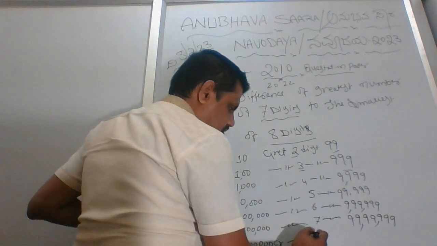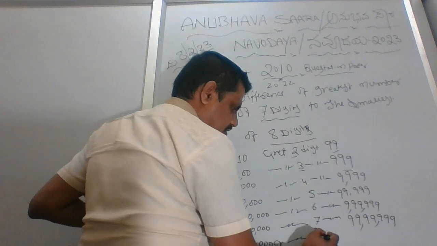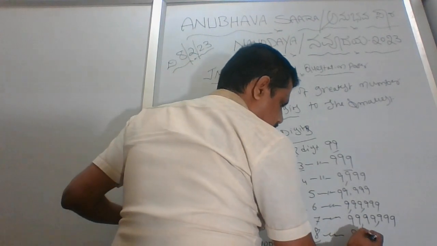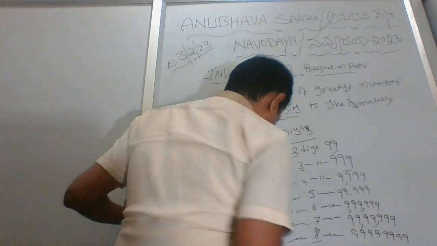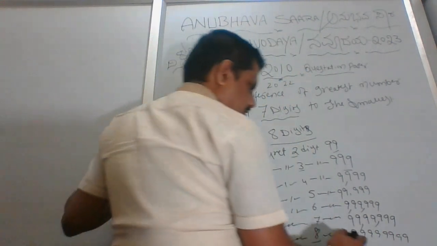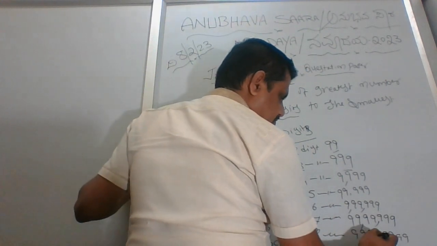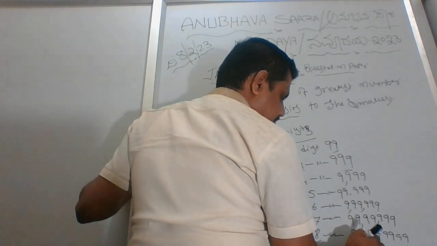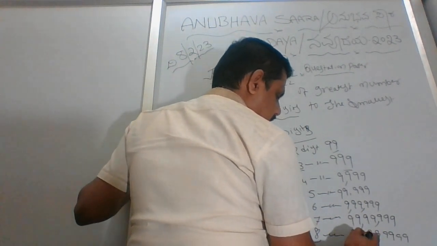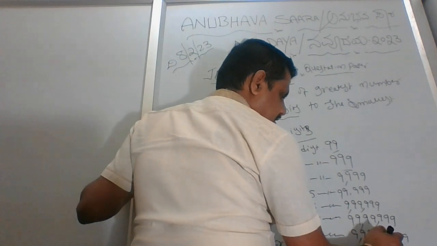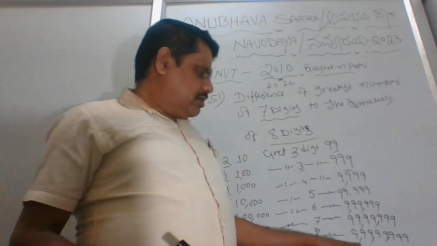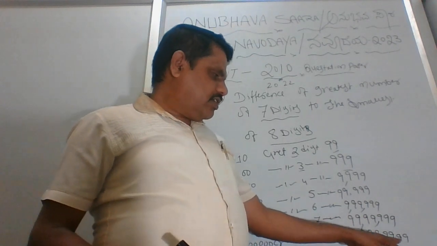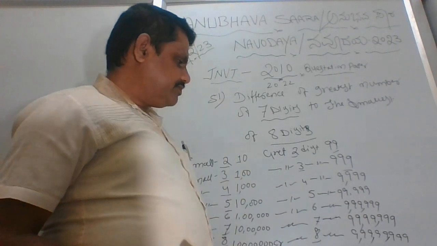So we'll go with 8 digits: 1, 2, 3, 4, 5, 6, 7, 8. 8 digits, right? So 99 lakhs, 9 crore, 99 lakhs, 99,999. 9 crore, 99 lakhs, 99,999.